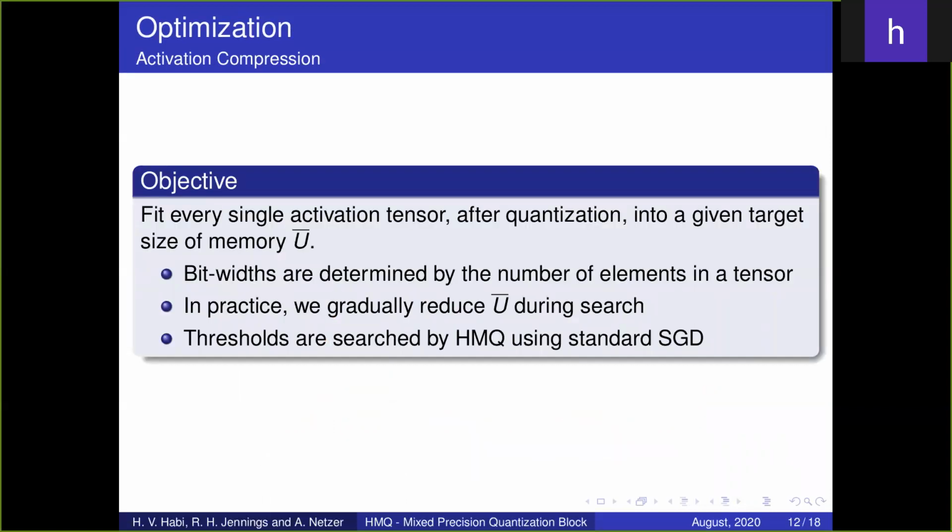For activation compression, we take a different approach, where our objective is to fit each tensor into a given memory budget U. These objectives enable us to determine the exact bit width of each tensor implied by U and the number of elements of the tensor. During training, we gradually reduce the target memory budget U. As for thresholds, we take the same approach as with weights and use the HMQs with standard SGD.